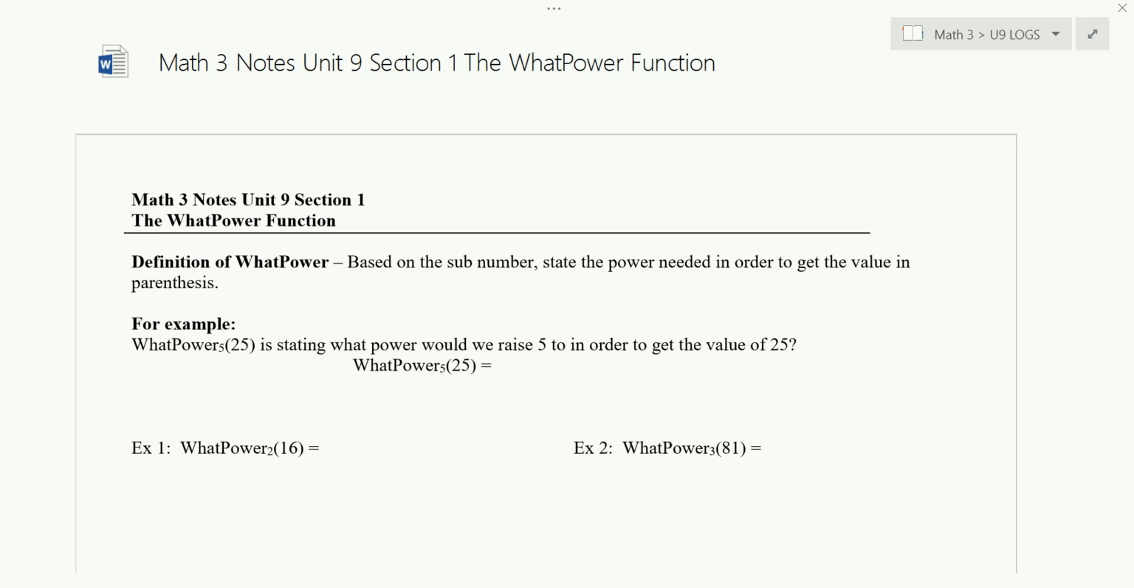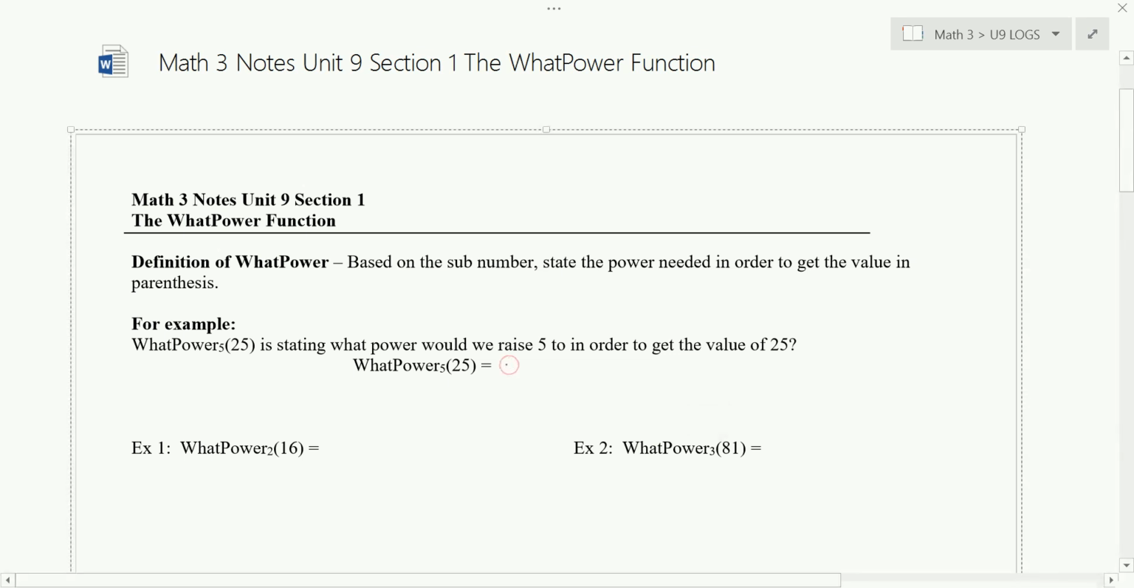Okay. Sub number meaning the subscript or the smaller number right next to. So when it says "what power," the base here, 5, would be the sub number. State the power needed in order to get the value in parentheses. So for example, what power base 5 of 25 is stating, hey, what power would we raise 5 to in order to get the value of 25?